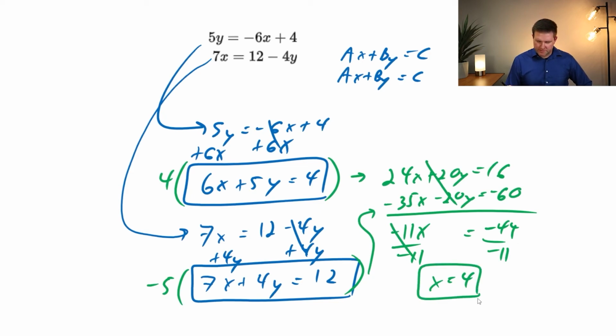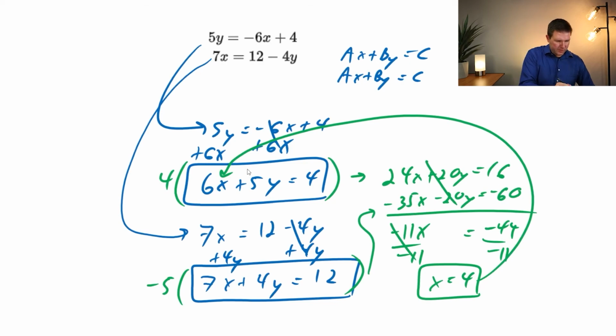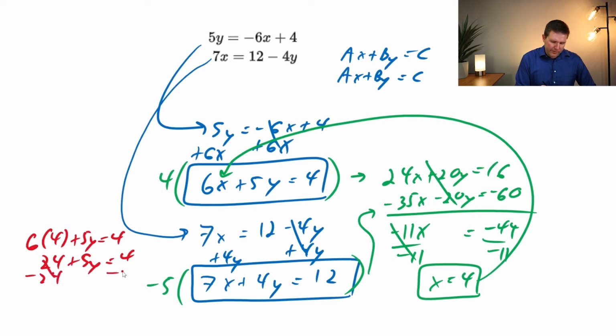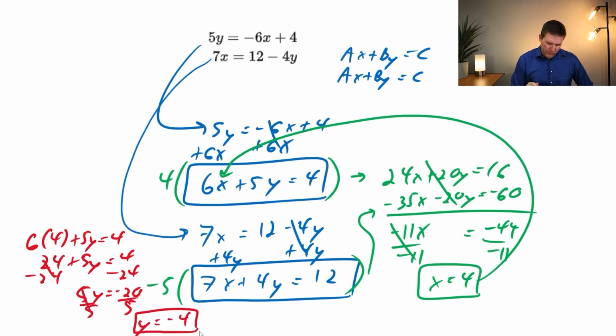Where's the easier place to plug this in? Probably the one with the lower multiplier right there. So off to the side here now. 6 times 4 plus 5y equals 4. 24 plus 5y equals 4. Subtract the 24 out. 5y equals negative 20. And then divide by 5. And y is finally negative 4. So, in purple for the final answer, 4, negative 4.